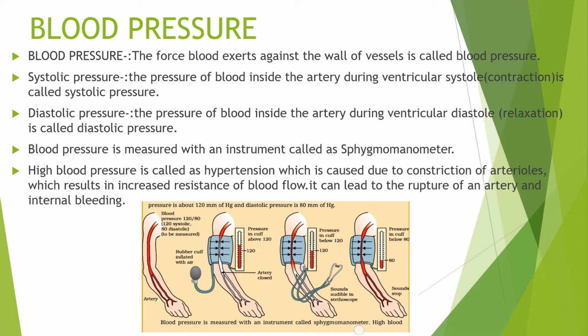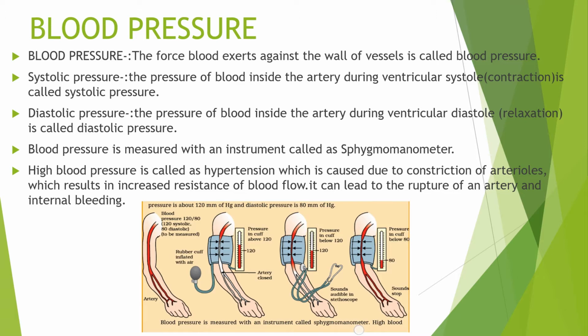Now, blood pressure is measured with an instrument called a sphygmomanometer. The normal blood pressure: the systolic pressure, that is of contraction, is 120 mm of Hg, and the diastolic pressure, that is the relaxation, is 80 mm of Hg, right?